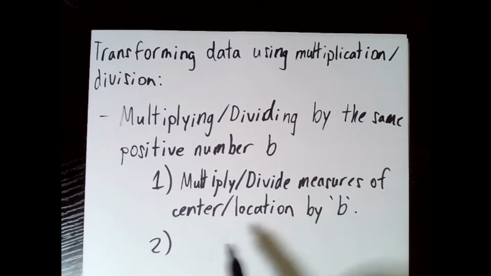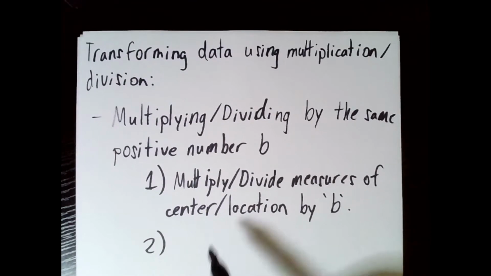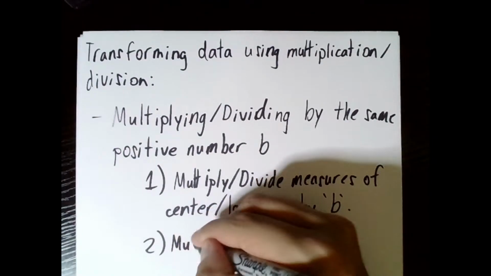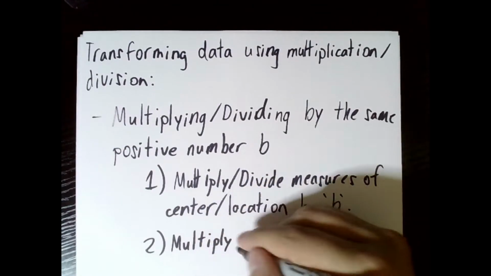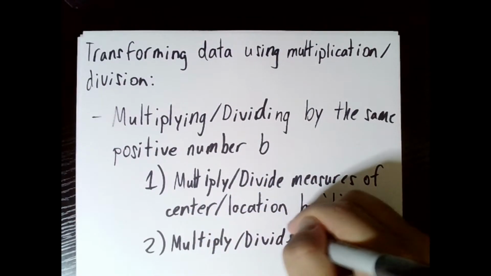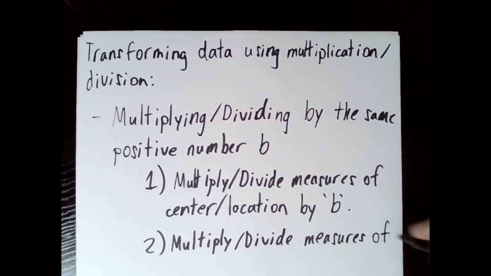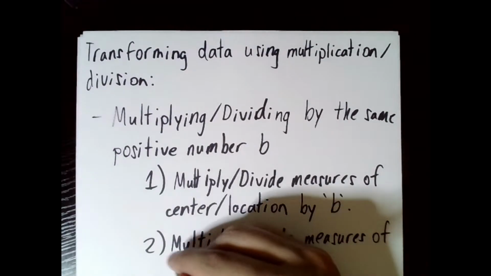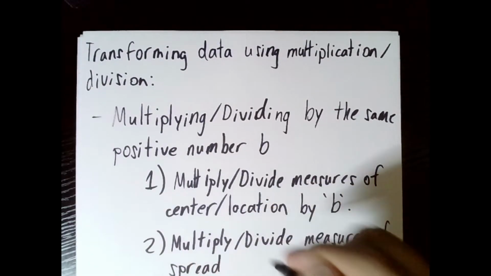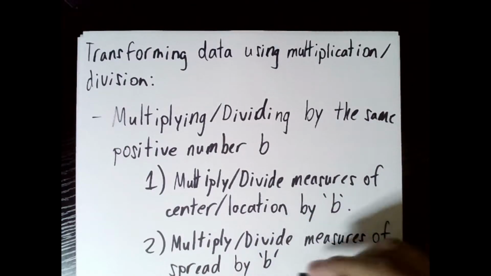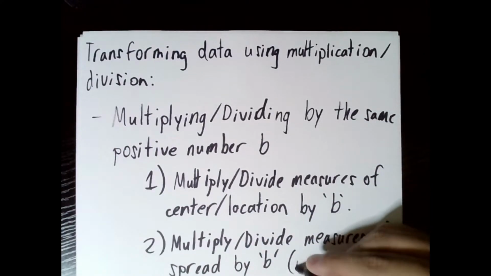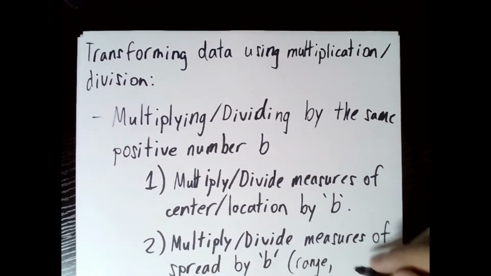However, as well as affecting the center and location of the distribution, it will also affect measures of spread, okay? So it will also multiply and divide measures of spread, and of course when I say spread, that also assumes variability as well, right? So measures of spread by b. And what are the measures of spread we're concerned with? We're concerned with range a little bit, IQR, and of course our boy standard deviation.